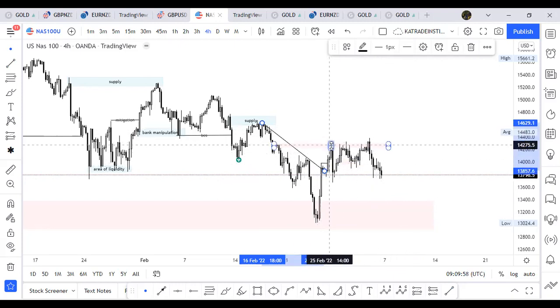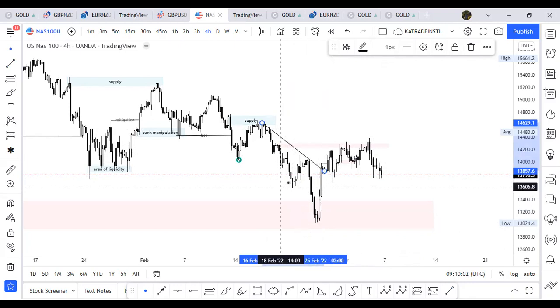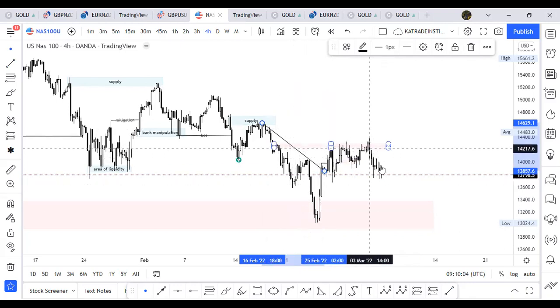So liquidity grab here. We already break out from here. We take liquidity from here already. So the probability for price to push to the downside is very high.